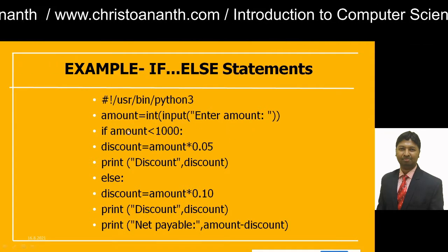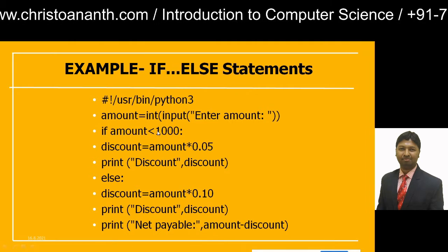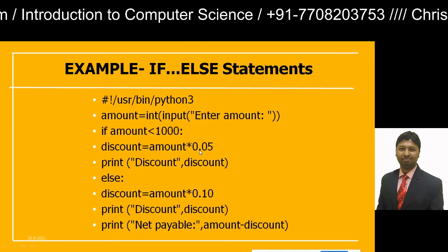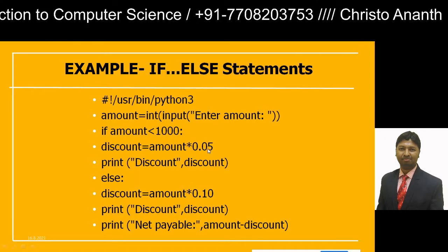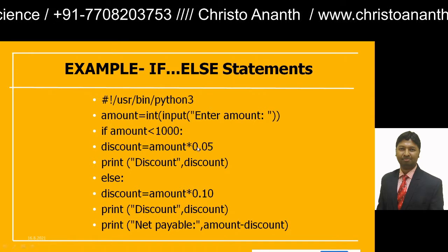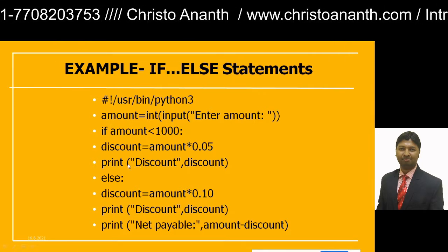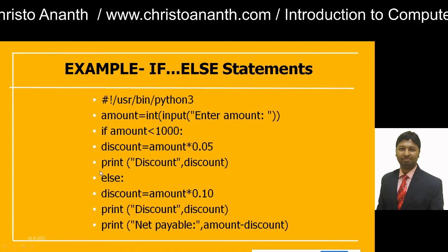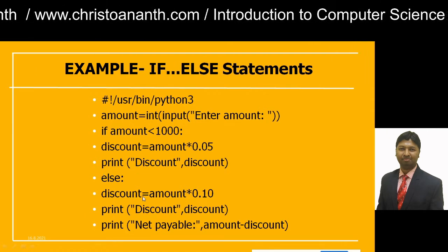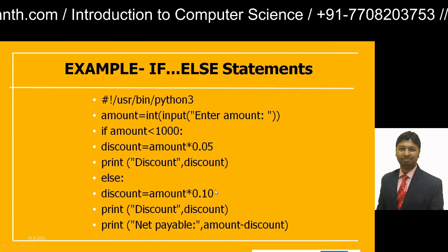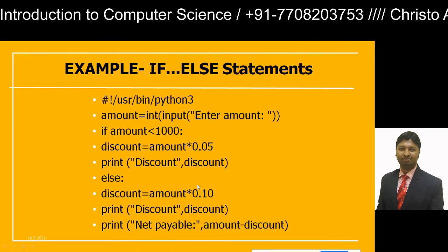So here there is a condition. If amount is less than 1000, then discount is equal to amount into 0.05. For example, if the amount is 500, it is 500 into 0.05. Then you print the discount. Else, discount is equal to amount into 0.10. Can you understand the logic behind this program?